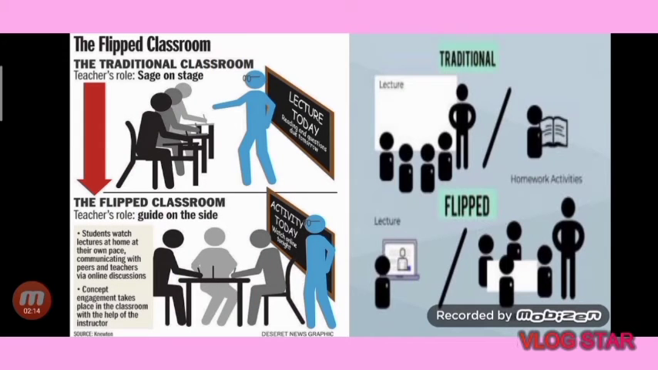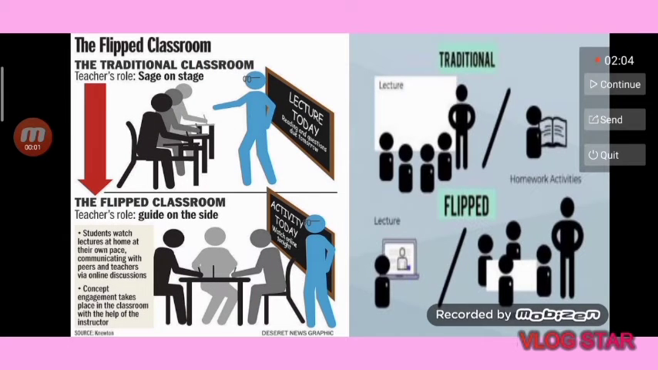Here we are showing the difference between the traditional classroom and the flipped classroom. In the traditional classroom, the teacher's role is sage on the stage. While in the flipped classroom, the teacher's role is guide on the side. Students watch lectures at home at their own pace, communicating with peers and teachers via online discussions. Concept engagement takes place in the classroom with the help of the instructor.